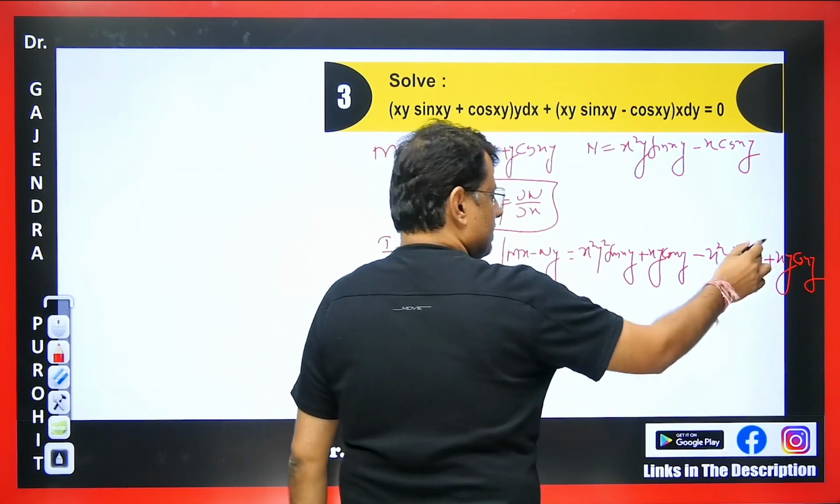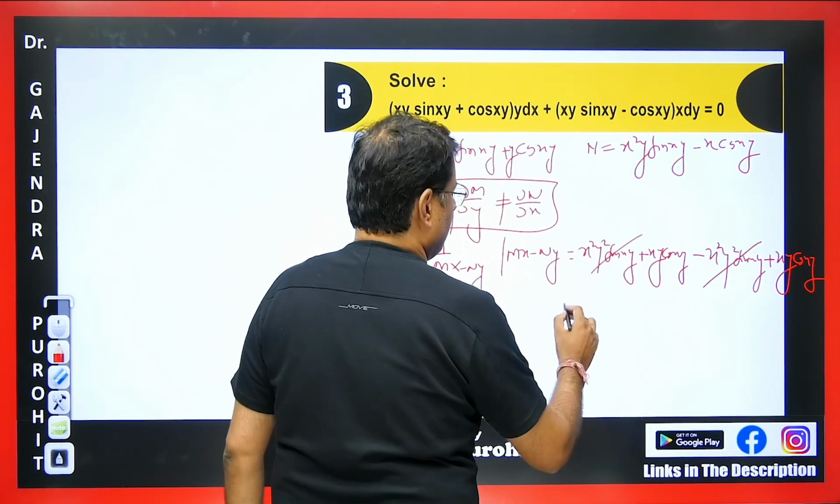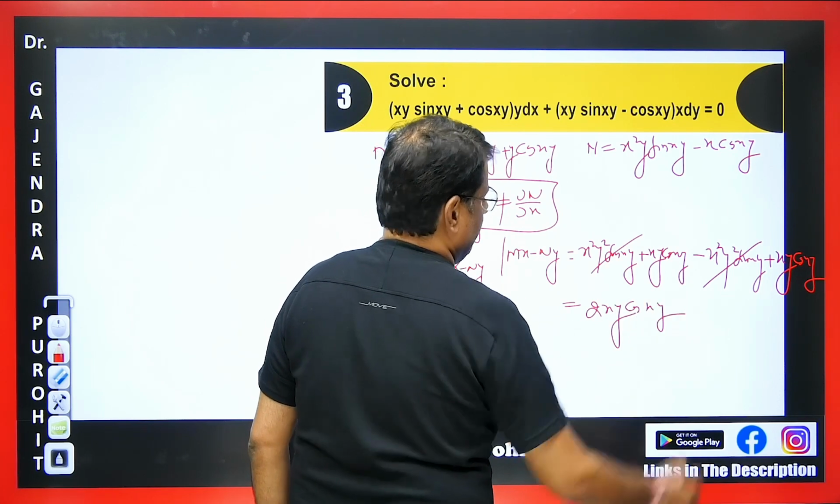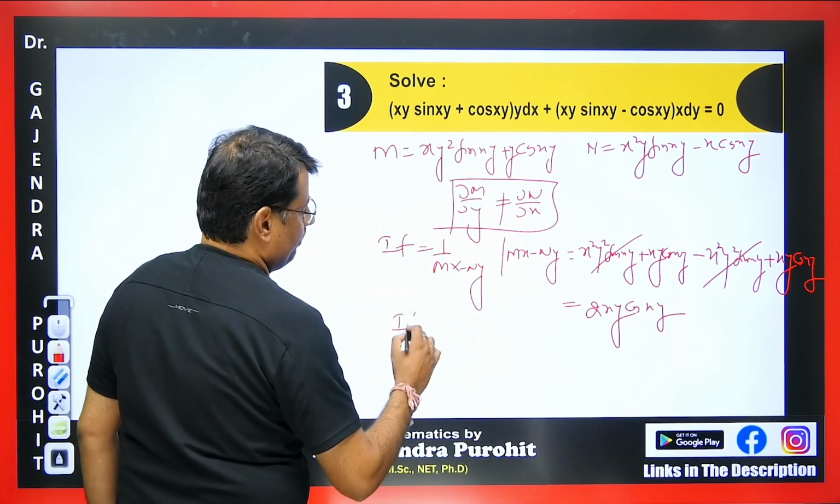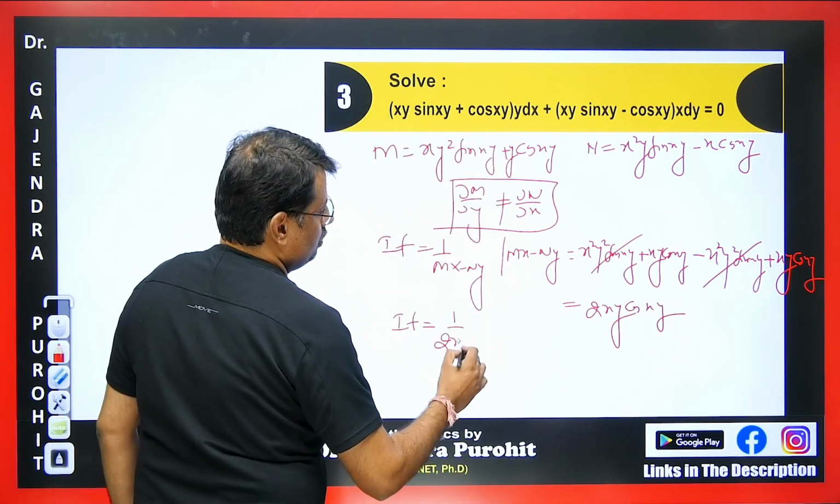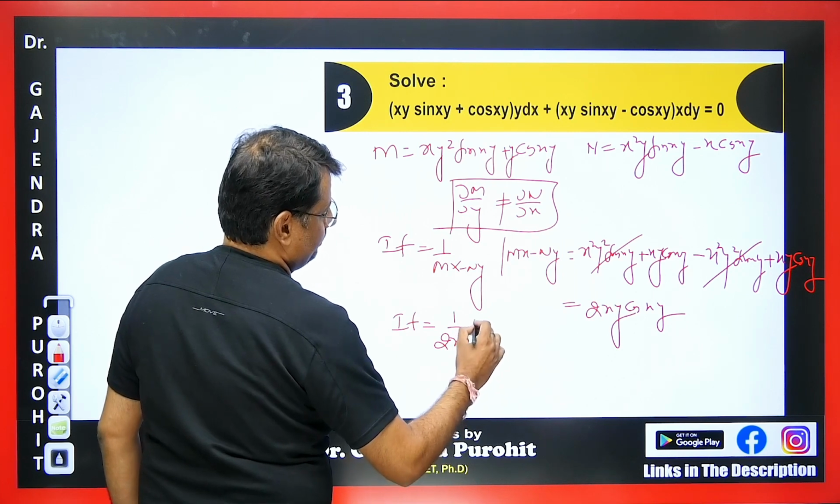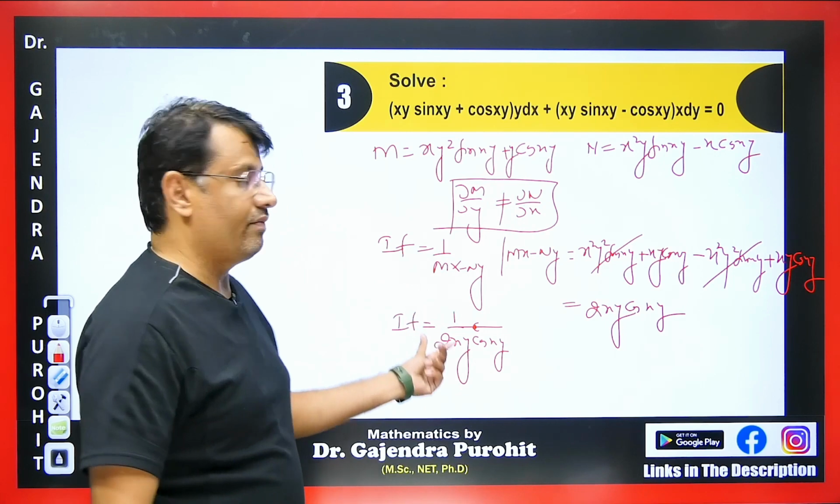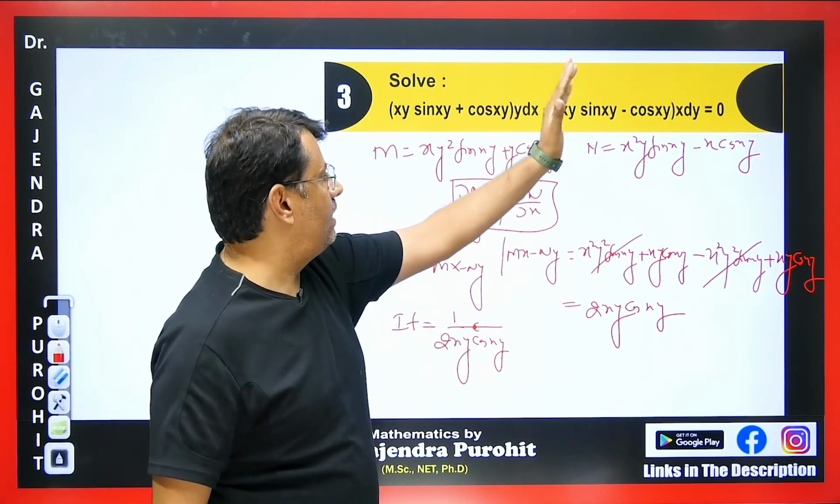You can see here this term and this term are cancelling out. And students, what we will get here is 2xy cos xy. And what will we get as its integrating factor? 1 upon 2xy cos xy, right? This will be its integrating factor. We'll multiply this equation by this integrating factor.